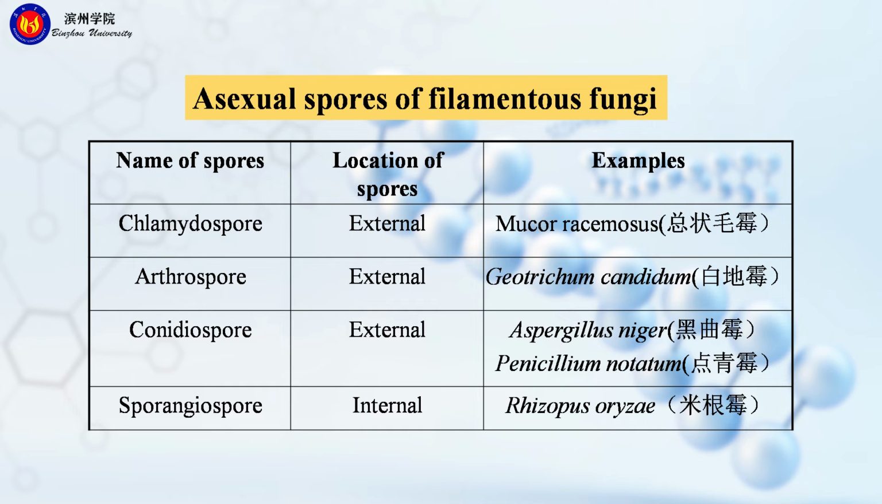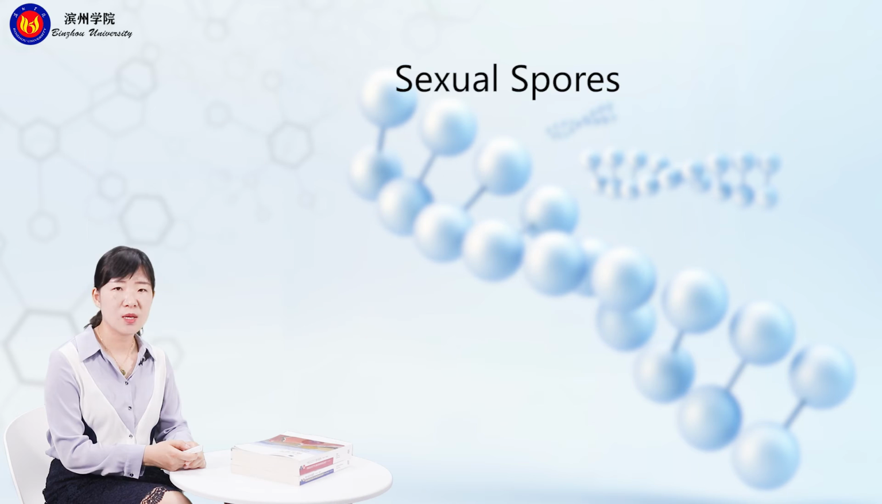They are different in the location of spores. Chlamydospores, arthrospores, and conidiospores are external, and the sporangiospore is internal. Then the sexual spores.